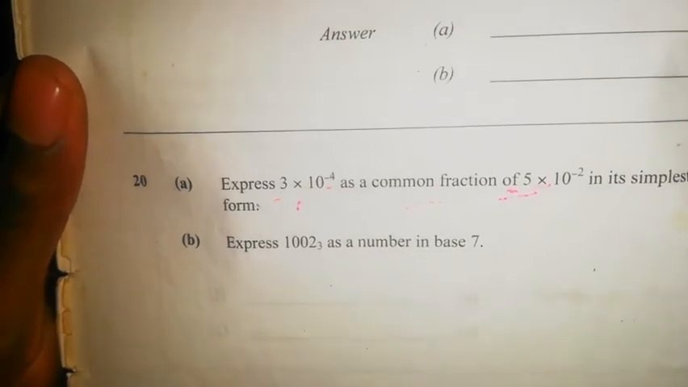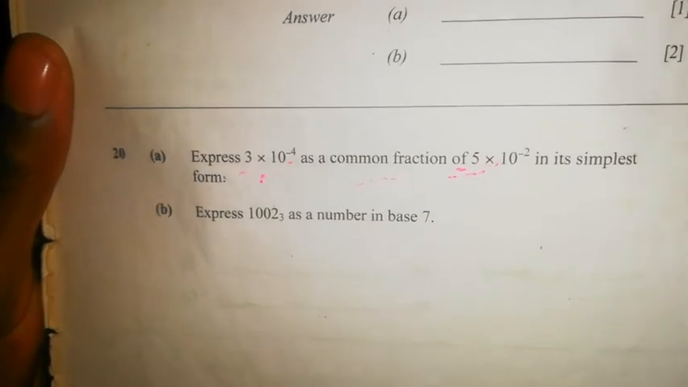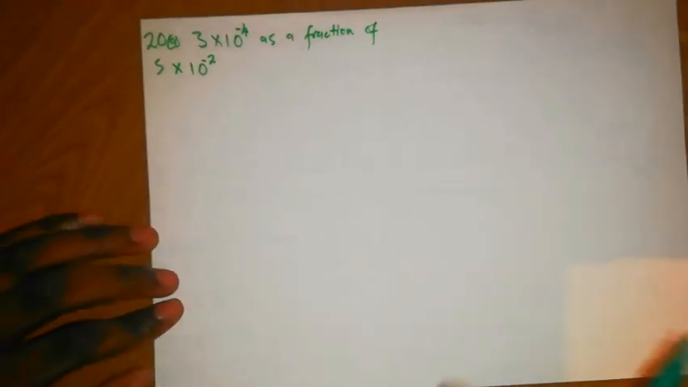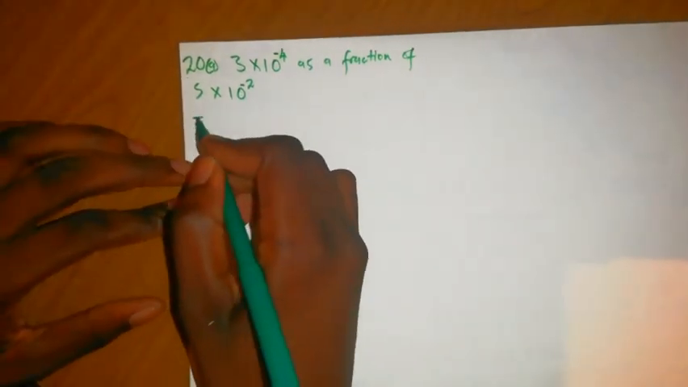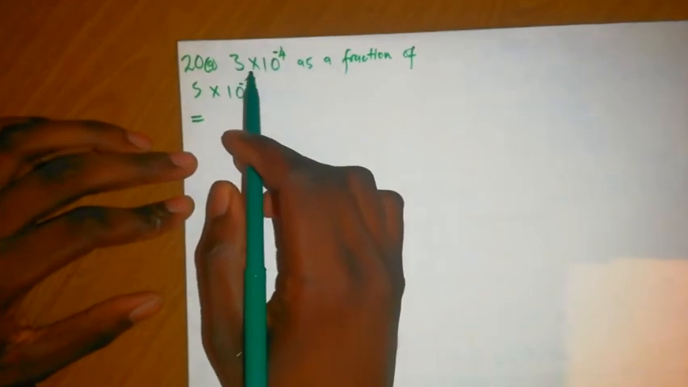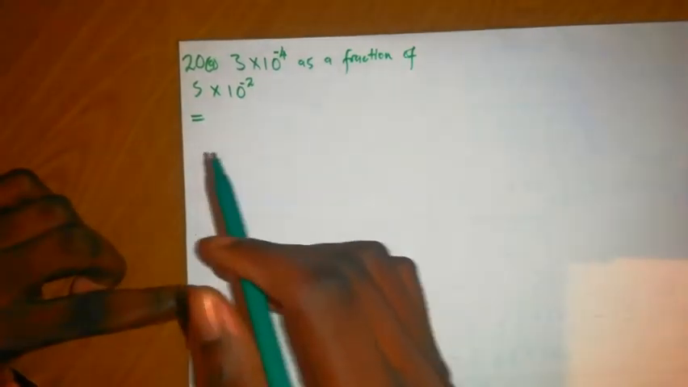So as we continue, the question is number 20a. Express 3 times 10 to the power negative 4 as a common fraction of 5 times 10 to the power negative 2 in its simplest form. Now we have to understand what this question asks us to do. We are supposed to convert these numbers first into their ordinary forms. Since it's 3 times 10 to the power negative 4, it means that one is an abnormal number.